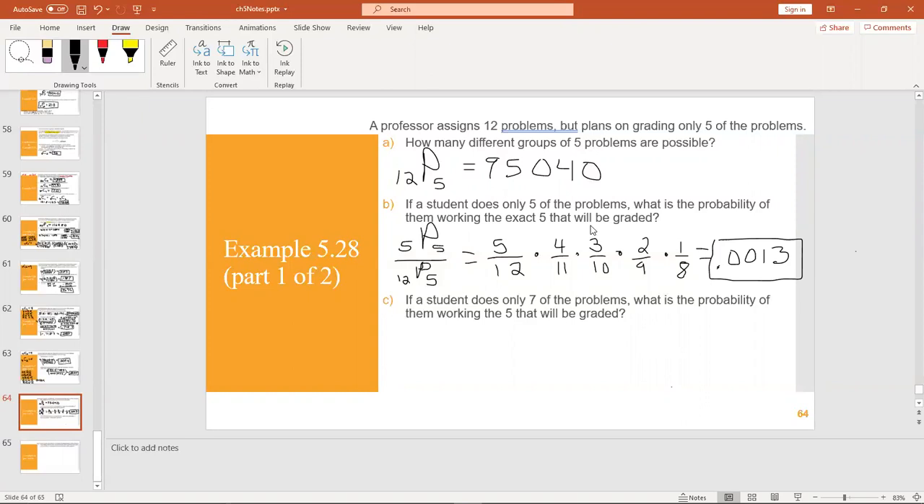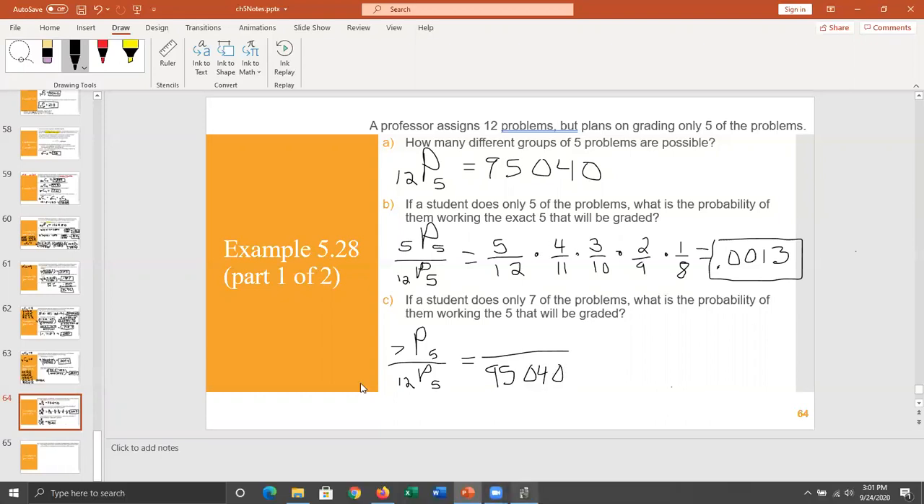So say the student is instead going to do 7 of the problems. So then what we're going to do is 7 pick 5. So 7 times 6 times 5 times 4 times 3. And we only have 5 numbers this time. So we're going to do 7 pick 5 over 12 pick 5. So again, 12 pick 5 is 95,040.